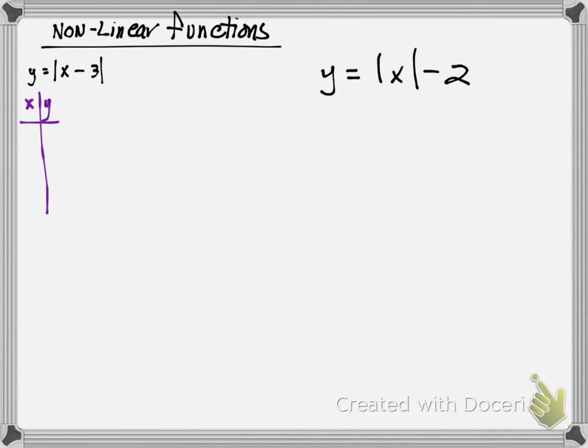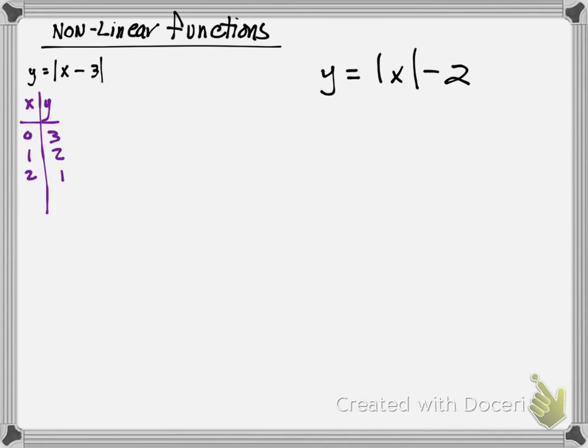So if we plugged in 0, we might get out, well, 0 minus 3 is negative 3. The absolute value of negative 3 is 3. Plug in 1. 1 minus 3 is negative 2. Absolute value is 2. And let's plug in 2 and see what we get. So 2 minus 3 is negative 1. Absolute value is 1.